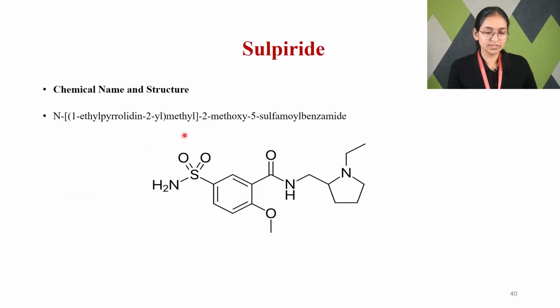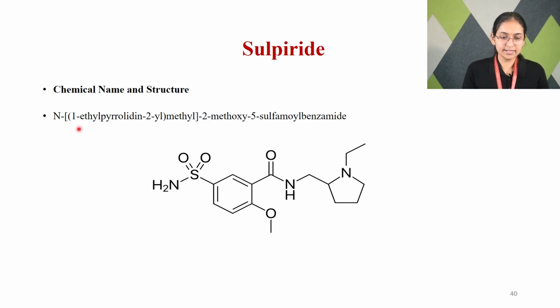The next drug from this antipsychotic category is sulpiride. Now this sulpiride, the chemical name is N1-ethylpyrrolidine 2-L-methyl 2-methoxy-5-sulfamoyl benzamide. Here is the structure of this sulpiride.